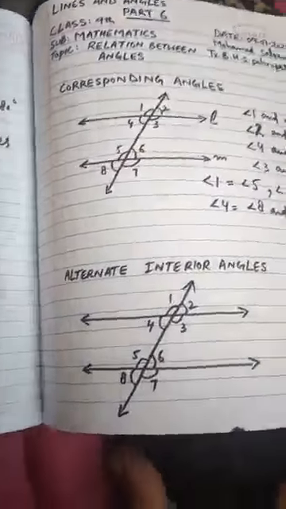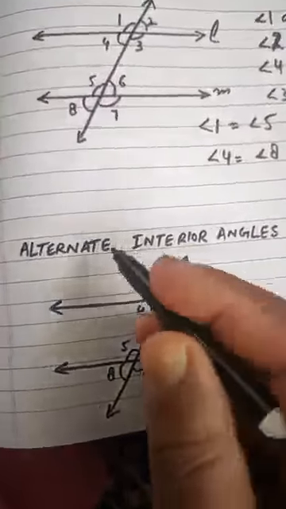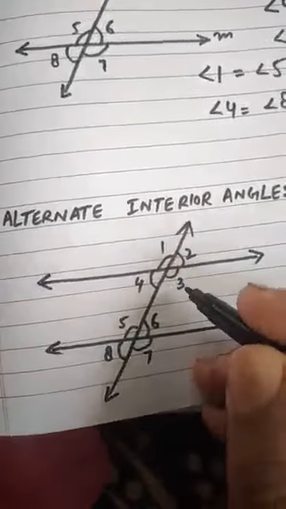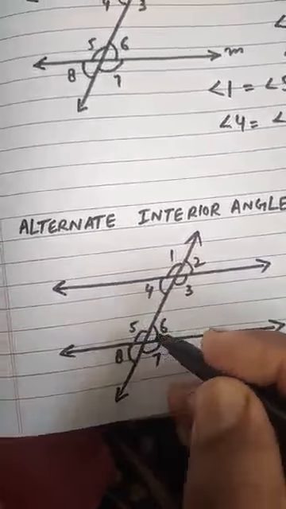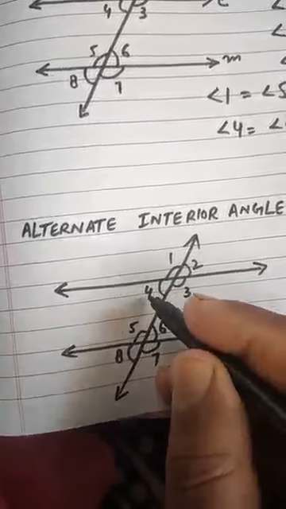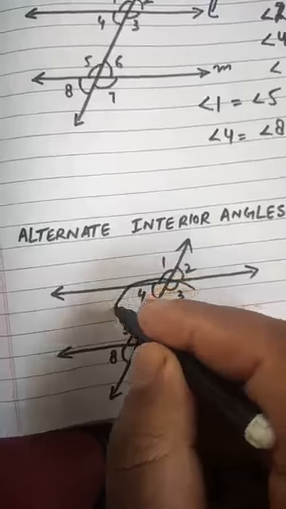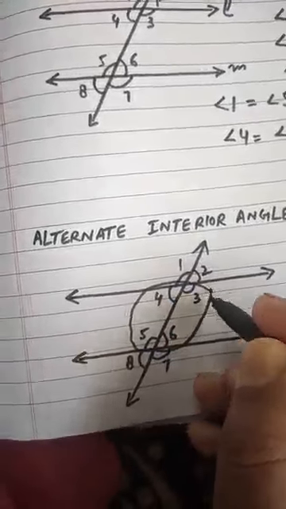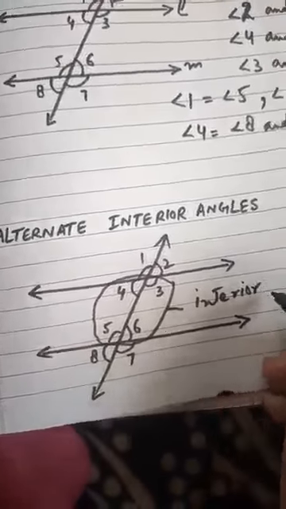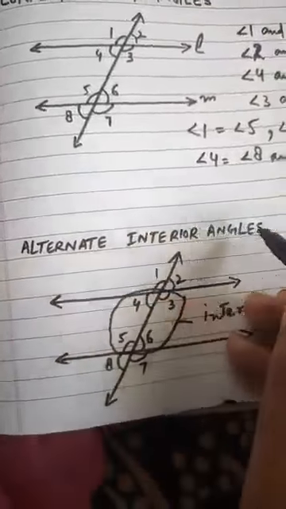Okay. Now let's talk about alternate interior angles. Interior angles: the interior angles are angle 3, angle 4, angle 5, angle 6. These are the four interior angles. Let's encircle them. These are interior angles, but we need alternate interior angles.